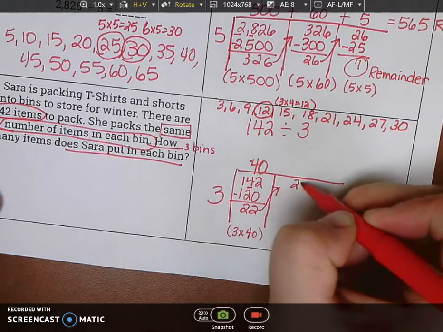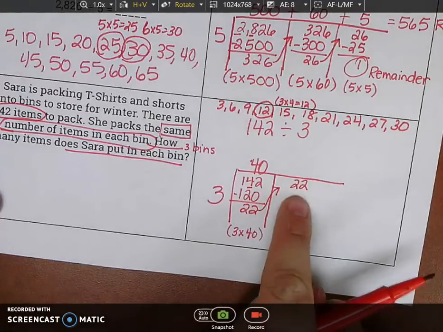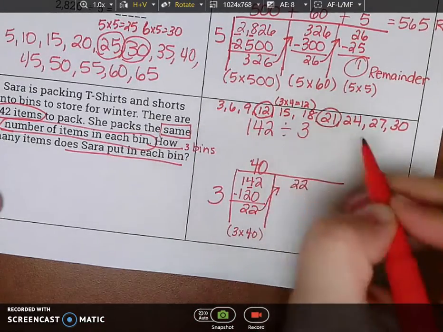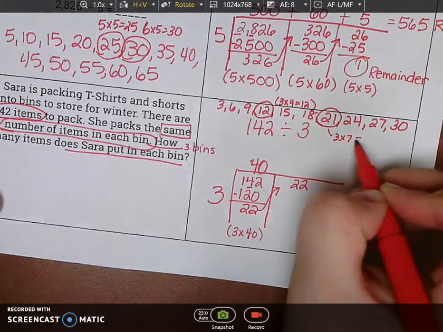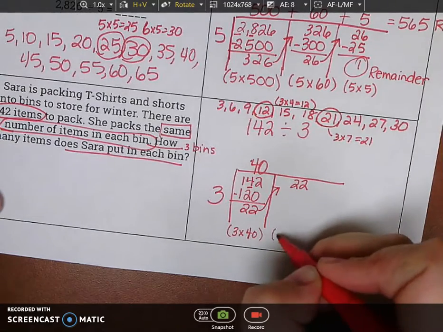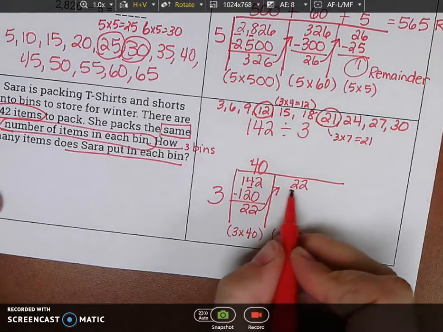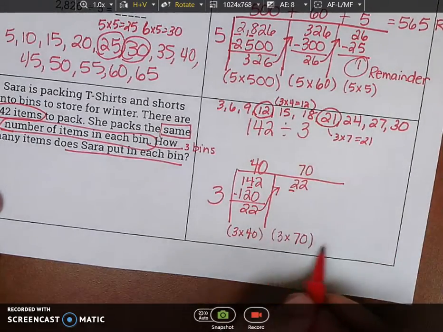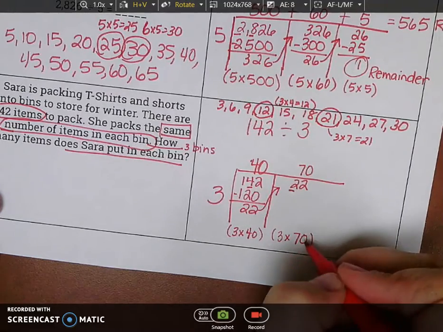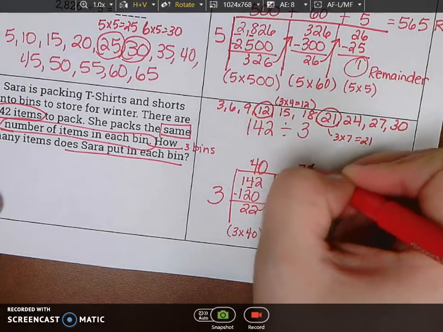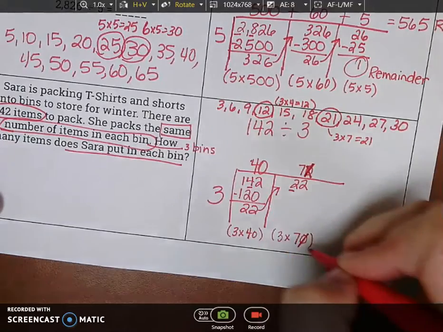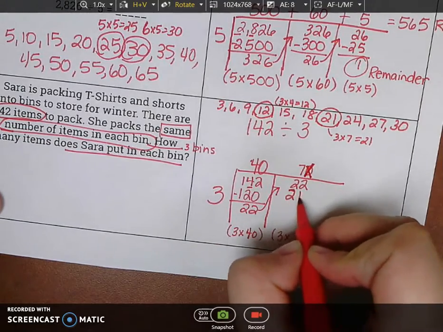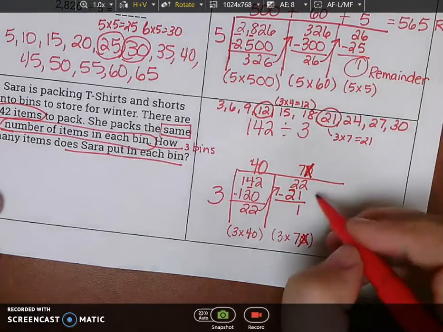Bring that next one up. How many times can 3 fit into 22? So how close can I get to 22 without going over? That would be 21, which is 3 times 7. But it's not just 3 times 7, because that 2 is in the 10 spot. It would be 3 times 70. Oh, no, that would be way too much. It would just be 3 times 7. Forgive me there. Those zeros are out of there, because 3 times 70 would have been 210. So 3 times 7 is 21. Subtract, and I'm left with 1.